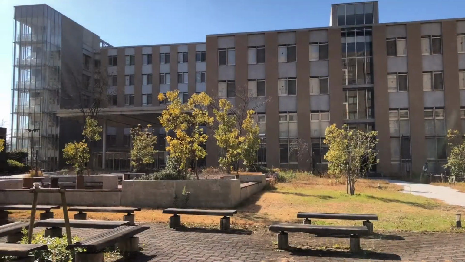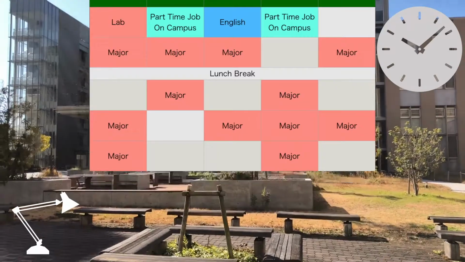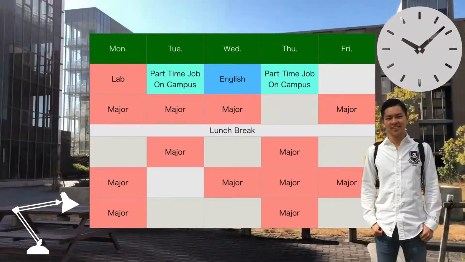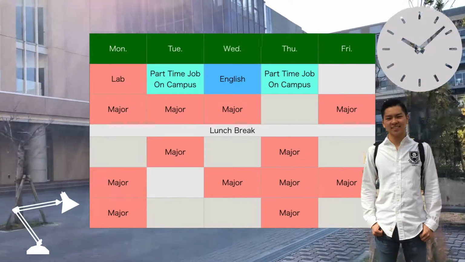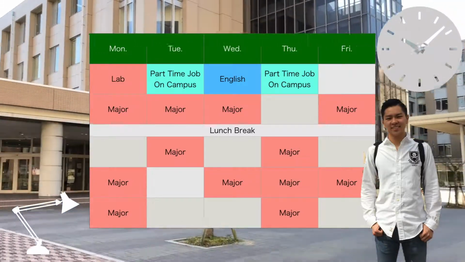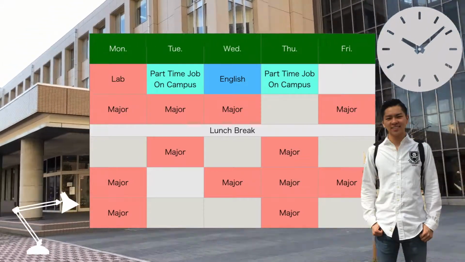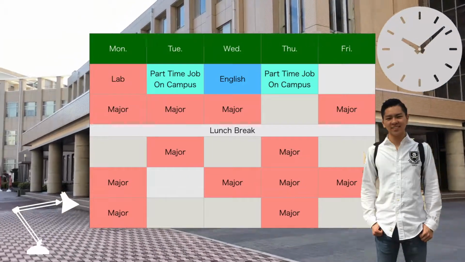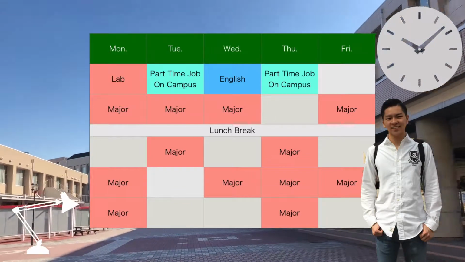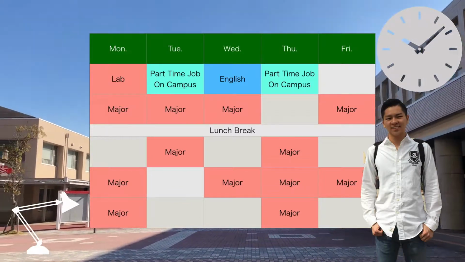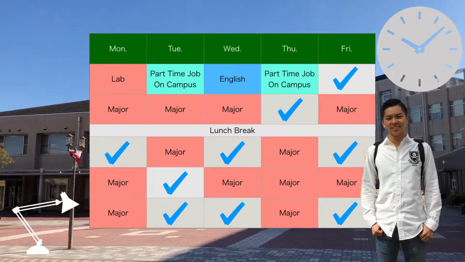Now, here is my weekly schedule. Cells which are colored red show my major topic classes. Blue cells show English class, and light blue ones show my job as an educational supporter on campus. Combined, there will be 16 classes out of 25. So currently, I have 30 major classes and 3 English classes including my job. So now, I may take 9 liberal arts classes.